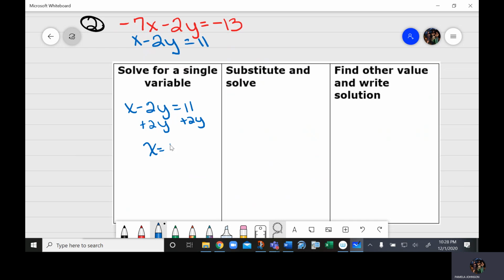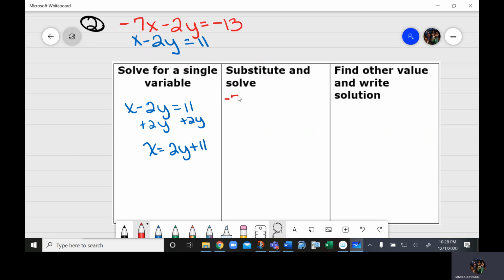And I have x all by itself on one side. So 2y plus 11. X equals 2y plus 11. There we go. So now that I have one of my equations solved to get one variable by itself, now I'm going to substitute that equivalent expression into the other equation.